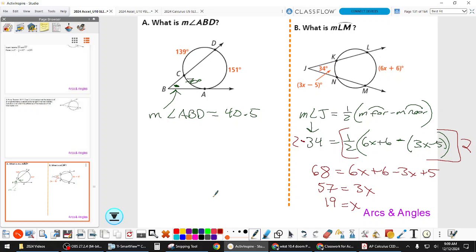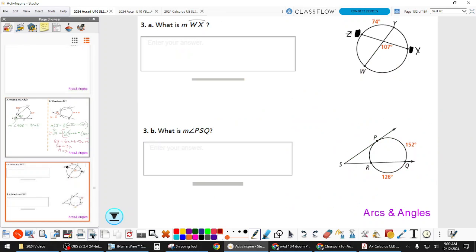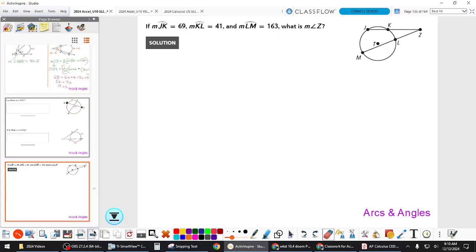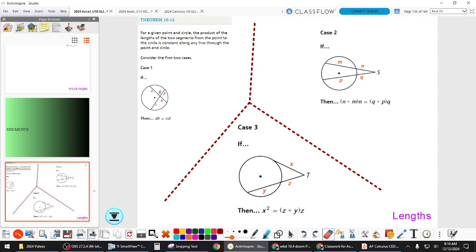Everybody good? It says what's the measure of arc LM. You just plug 19 back in and you're good. Okay, are we adding or subtracting on that top one? We are adding, because we're interior. Adding or subtracting on the bottom? Subtracting. Okay. Tangents. Alright. Segments, that's what we'll do tomorrow, I think.